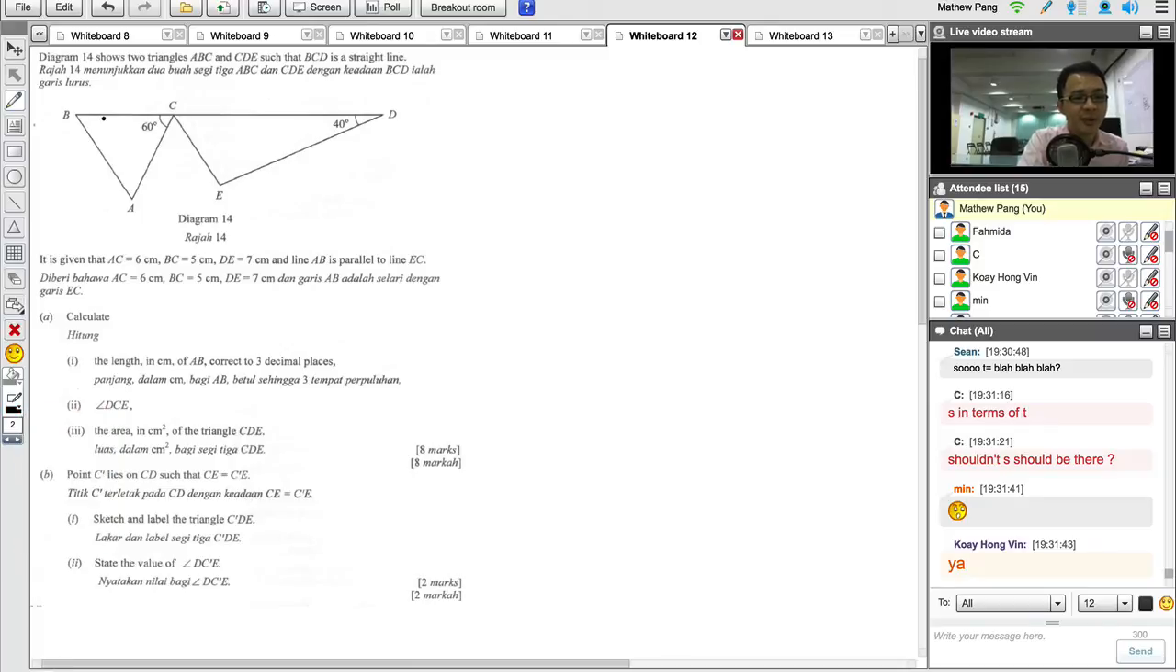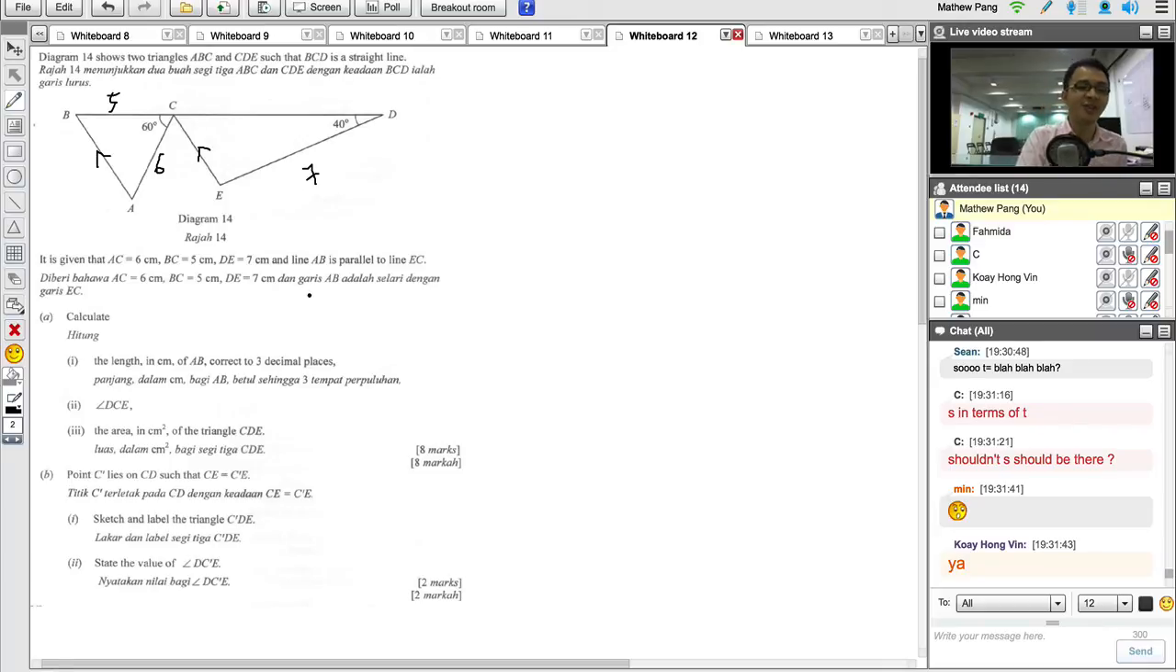Over here, the diagram shows two triangles ABC and CDE such that BCD is a straight line. AC equals 6 centimeters, so here will be 6. BC equals 5 centimeters, so BC is 5. And DE equals 7, so DE here will be 7. And AB is parallel to DC, so AB is parallel to EC. This is all the information I have.